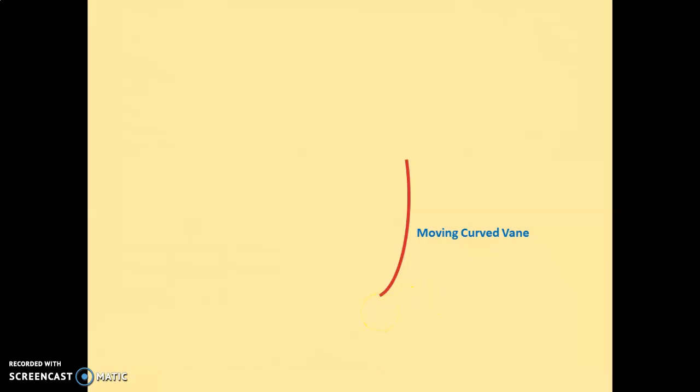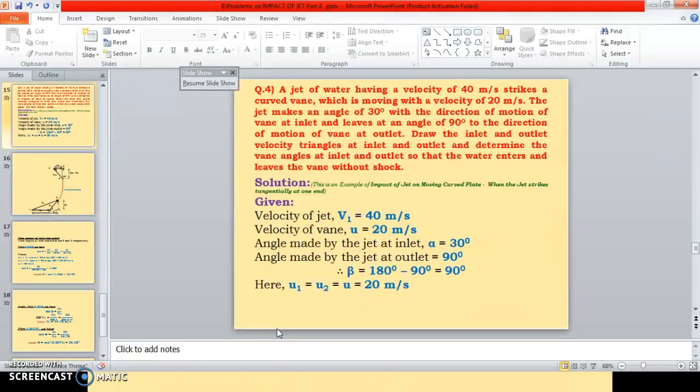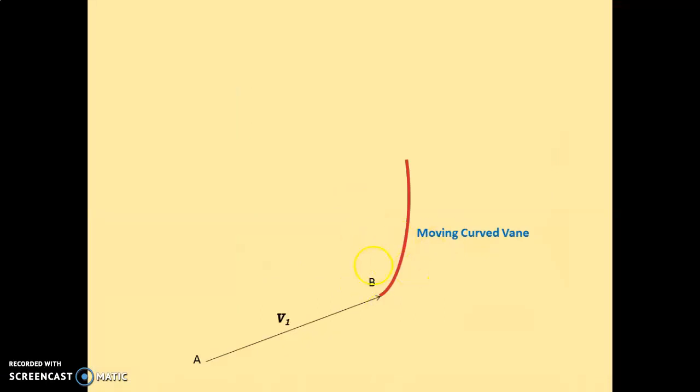Okay. This is a moving curved plate. The jet strikes the plate tangentially. Okay. Now the direction of that jet is AB. AB represents the absolute velocity of the jet in direction and magnitude. Now that absolute velocity is given as V1. Okay. Now the value of V1 is given here, it is 40 meter per second.